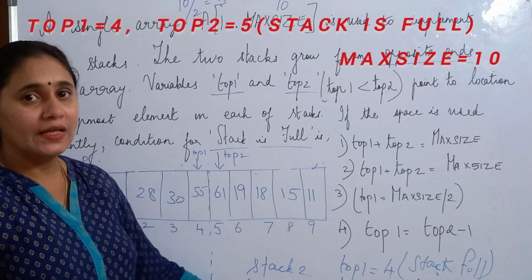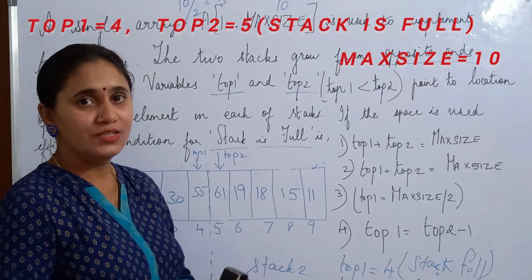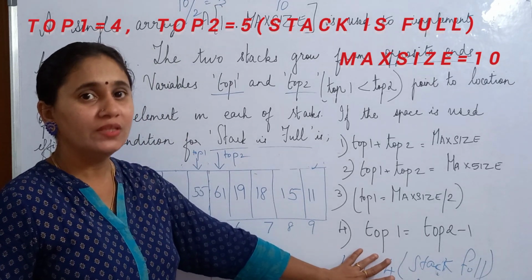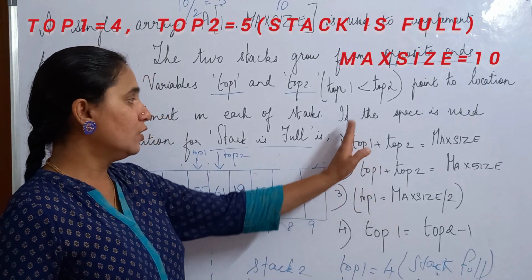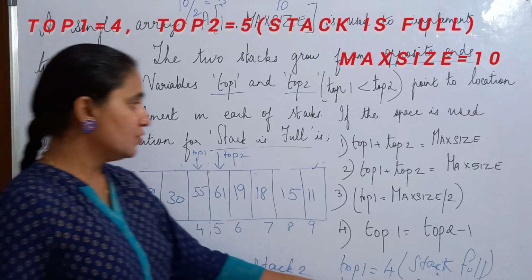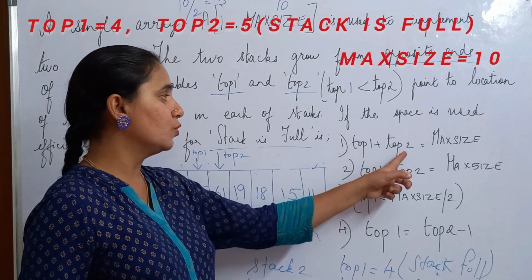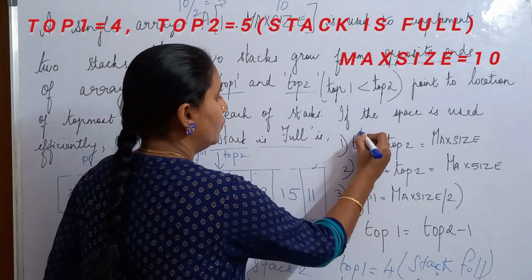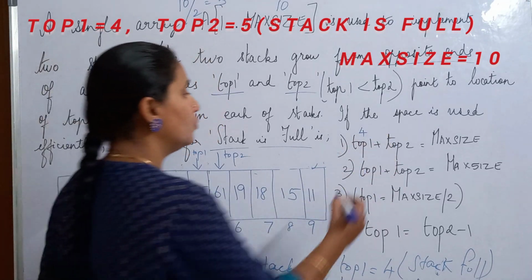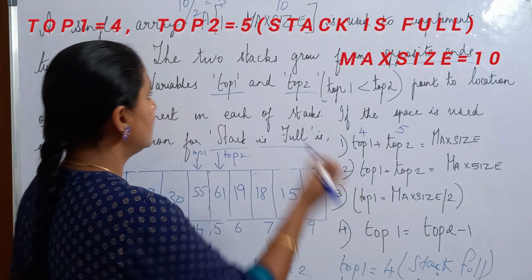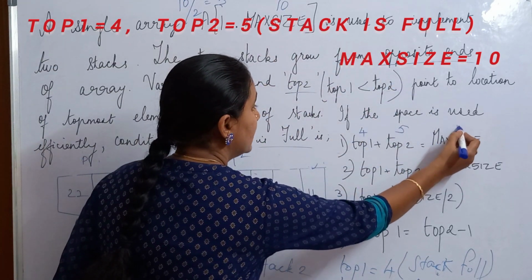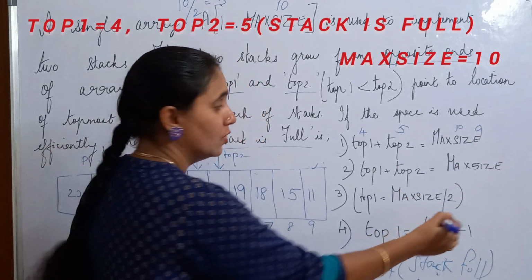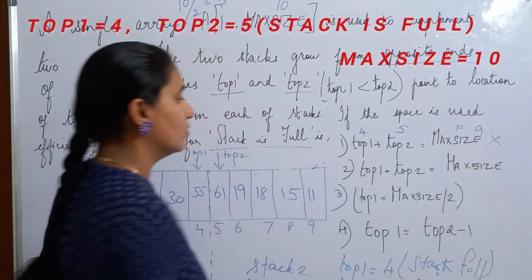Now we check the answer. Which is going to be right? So I have got the condition for the stack being full. This is a proper condition. Now you check all the 4 options. Top 1 plus top 2 is equal to max size. Is it true? Top 1 value is 4, then top 2 value is 5. What is the max size value? The max size value is 10. But when you add these, you are going to get only 9, isn't it? So this option is wrong.